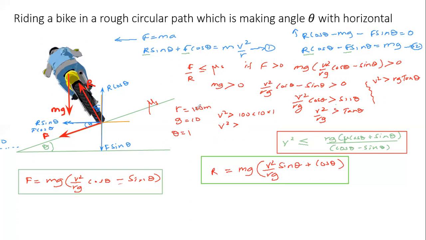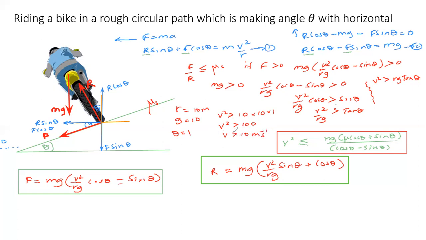For convenience I take this radius to be 10 meter. Okay, so it's easy for us to explain. So here it is 10. So 10 into 10 into 1, which is 100. Therefore, v squared should be greater than 100, so v should be greater than 10 m/s.